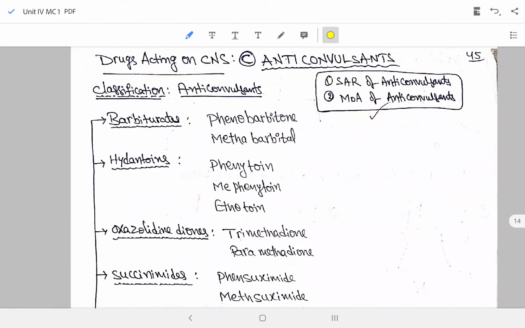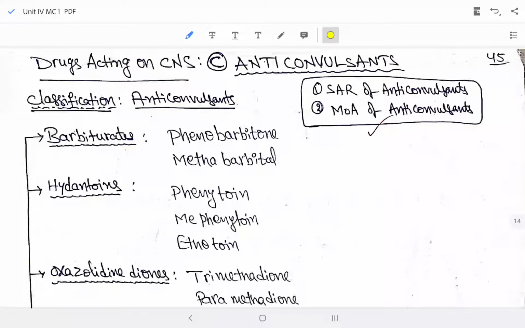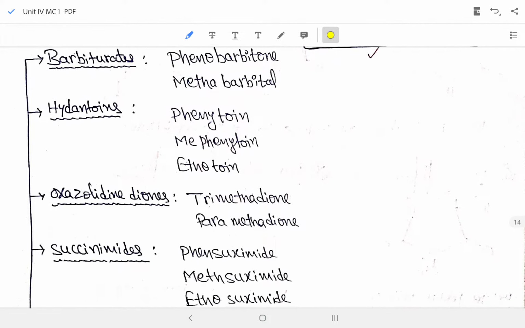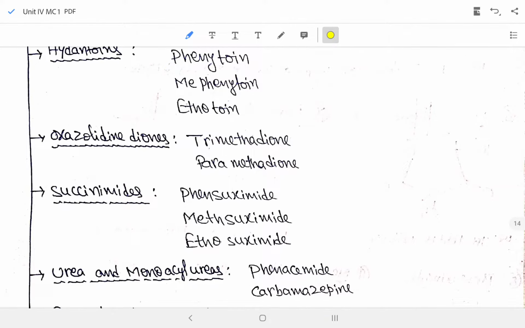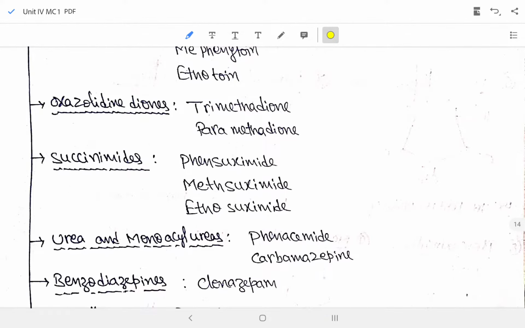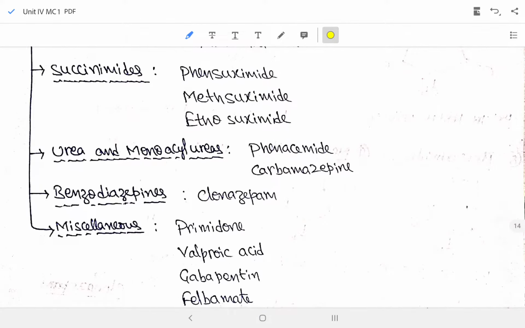First one is barbiturates. Barbiturates we earlier saw in sedatives and hypnotics. Hydantoins. Third class, oxazolidinediones. Fourth, succinimides. Fifth, urea and monoacyl ureas. Sixth one, benzodiazepines. You heard this name earlier. And there are miscellaneous agents.